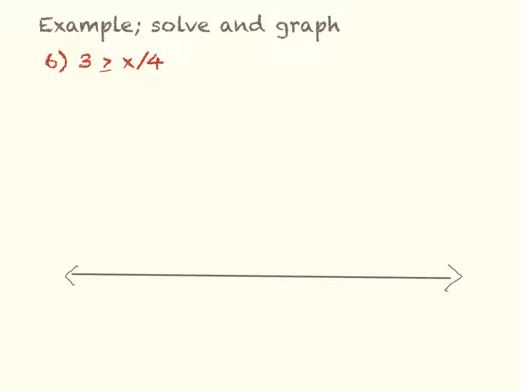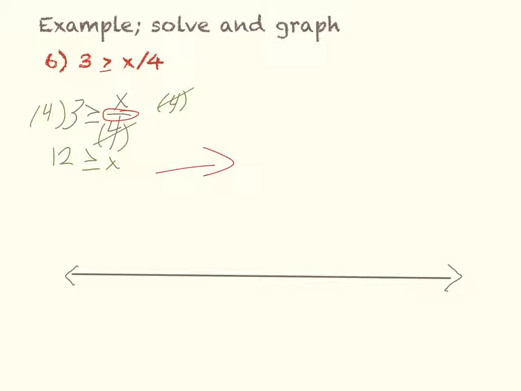And my last example, I have 3 is greater than or equal to x divided by 4. So I've got to get rid of divided by, and to do that, I'm going to multiply by my denominator, both sides. It's a positive number, so I don't have to flip anything. So I have 4 times 3 is 12 is greater than or equal to x. We might also write it as x is less than or equal to 12.